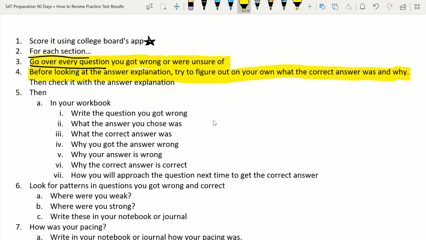So that's really the big thing there, is that it's going to help you remember a lot more. So if you see you got a question wrong, then before you look at the answer, try to figure out on your own what the correct answer was and why. After that, you're going to check it with the answer explanations. For answer explanations, you can find them on our YouTube channel.